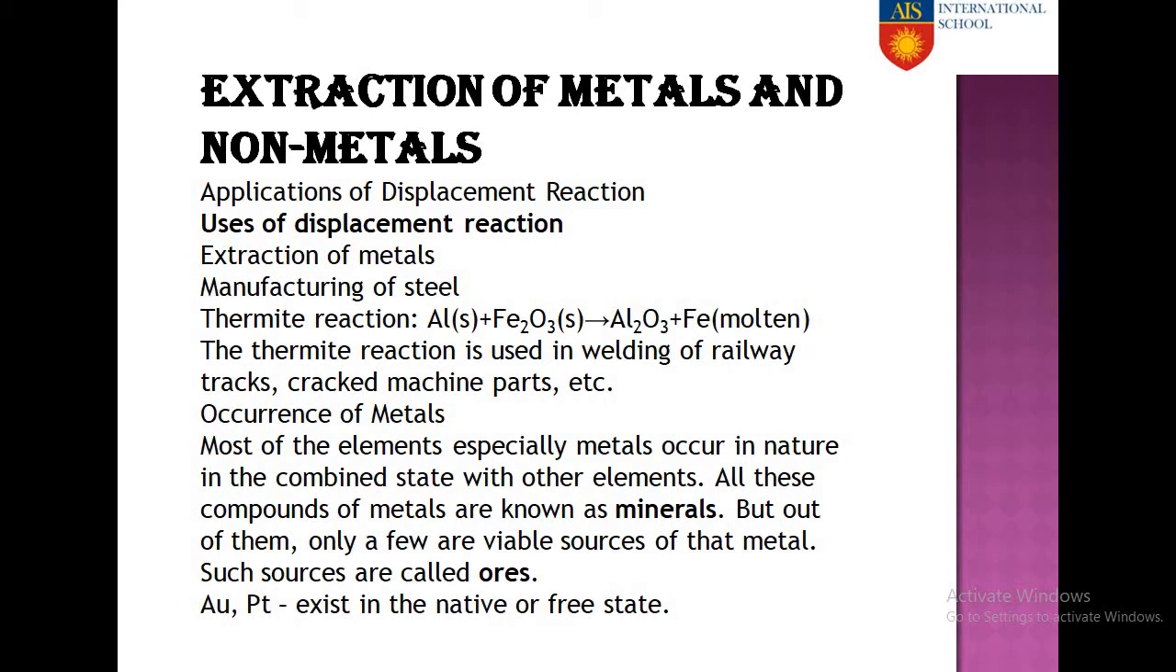Occurrence of metals. Most of the elements we know, especially metals, occur in nature naturally, either in the combined state or in the free state. The compounds of metals are known as minerals. Generally, as we know, metals are very reactive in nature, so they are present in a combined state, and the compounds of metals which are found are known as minerals.